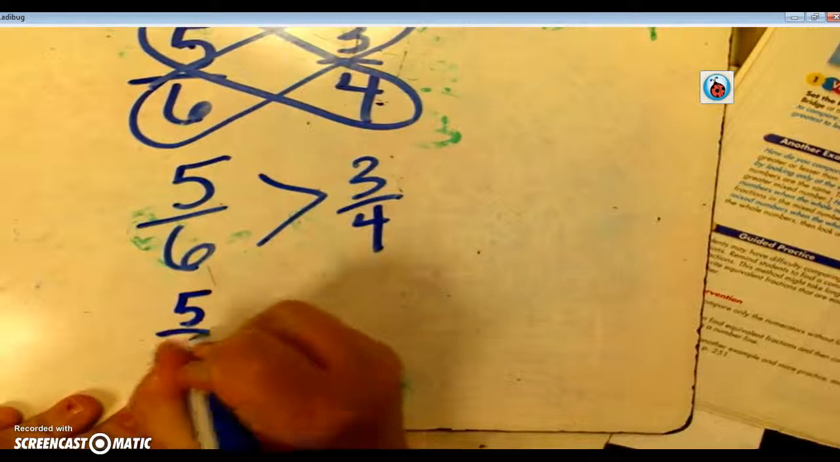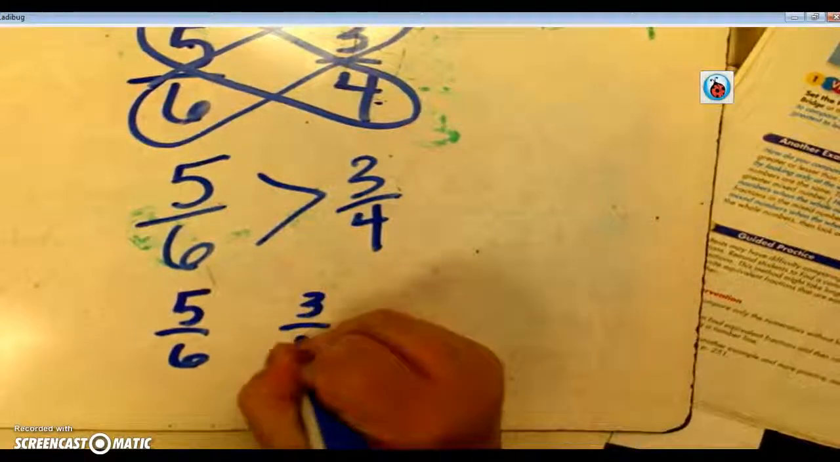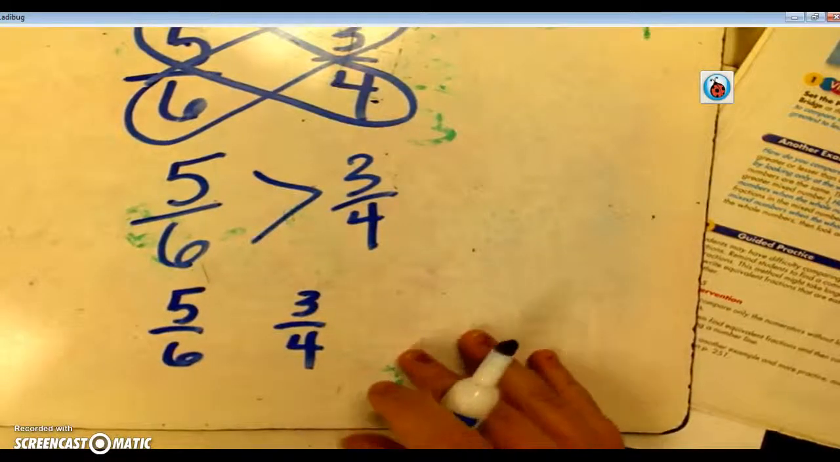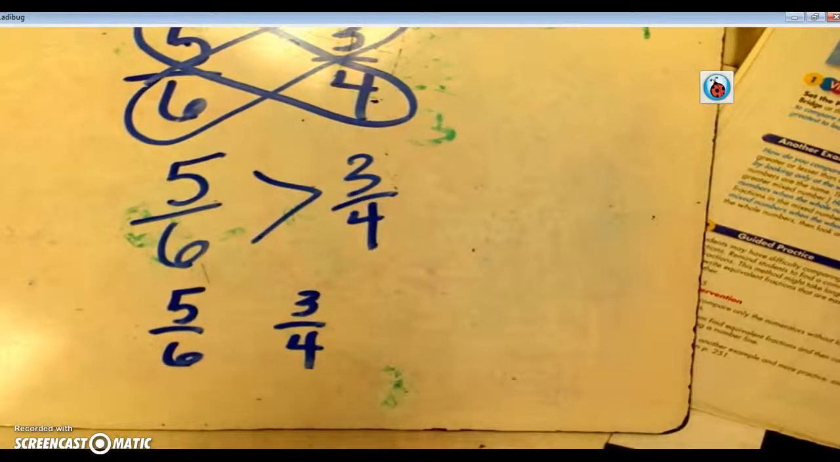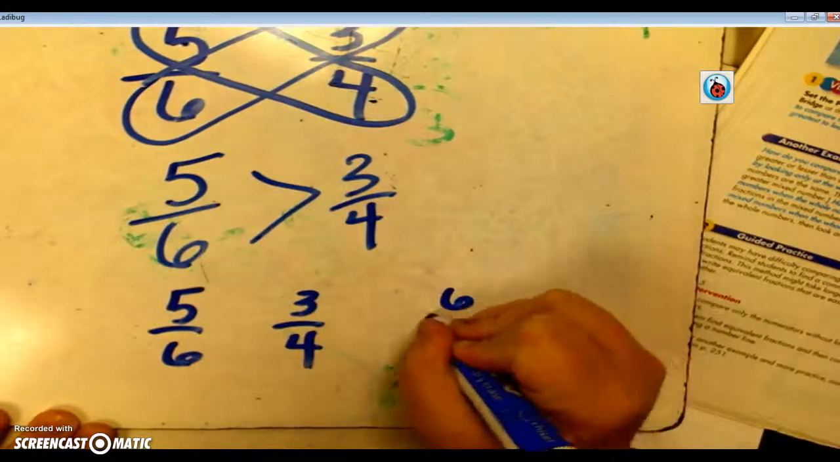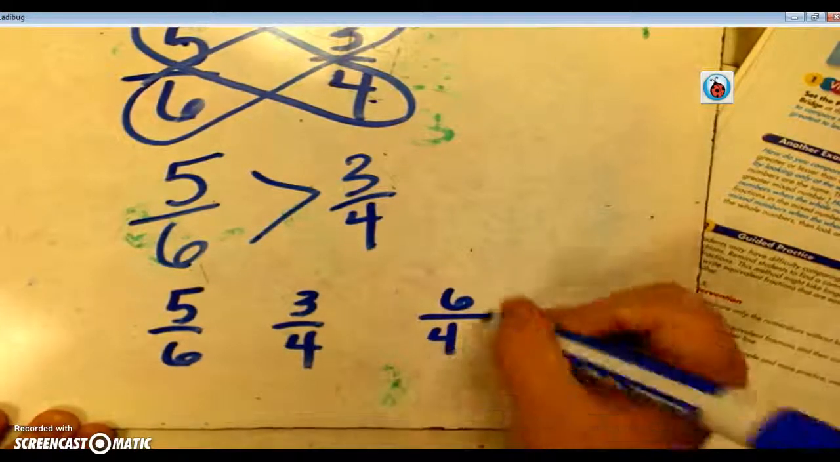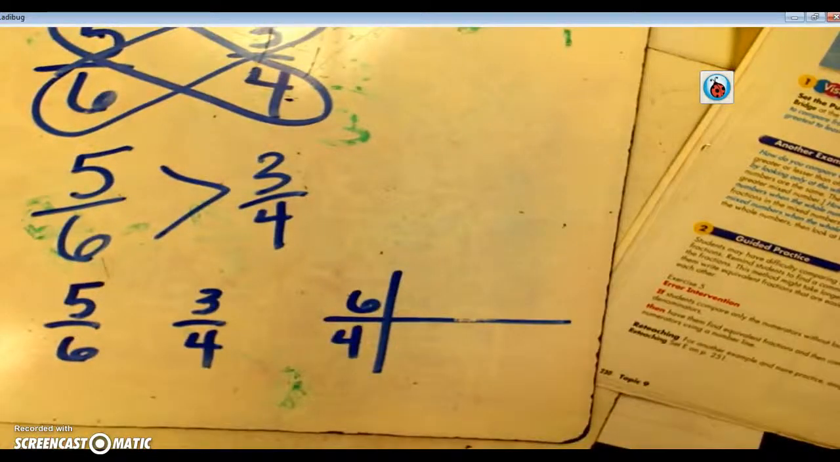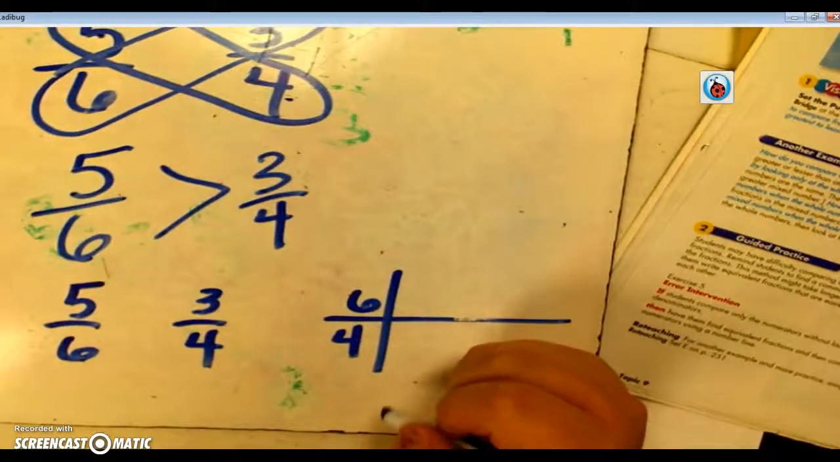Okay, so let's look at 5/6 and let's look at 3/4. How do I create common denominators? What do I have to do? This is a skill you covered last year, folks. How do I create common denominators? Chelsea, what do you think? There's one before that. I would list the factors. We talked about factors once already this year, folks.